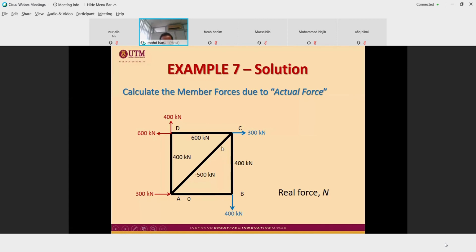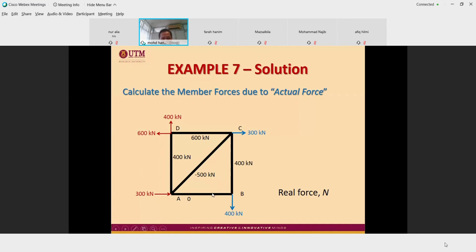So I think I don't have to go step by step here. Just now, 500. What is 500? 500 is calculated: 400 multiplied by 3.6 divided by 2.4. You have 500.